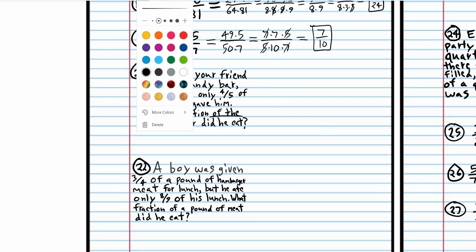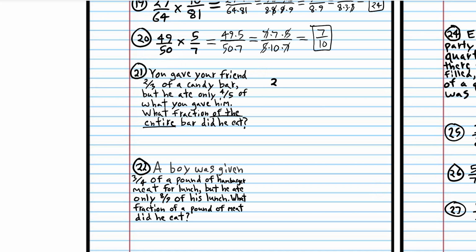I'm going to go to the bigger ink here. 2/3 times 4/5. 2 times 4 is 8. 3 times 5 is 15. So we found 4/5 of 2/3. But how do you interpret this? The most important thing to understand, obviously, is what we actually found, and that is we found that he ate 8/15 of the entire candy bar.